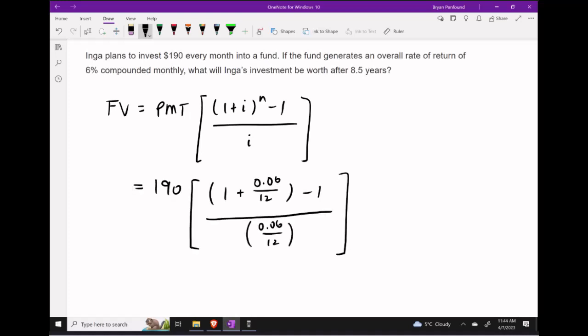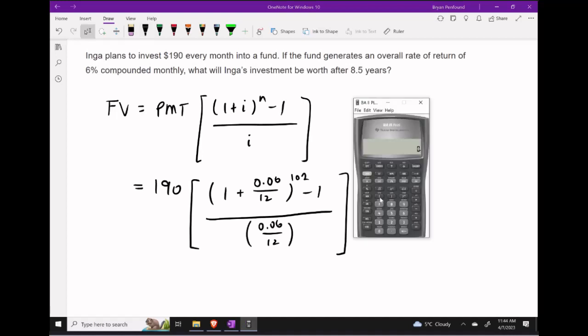So let's begin by inputting some of the values that we know into our formula. For example, we know our payment size is $190. We next go to I. I is 6% compounded monthly, so 0.06 over 12. The last thing we need is N. We know our frequency number here for the payments is monthly, so 12. And we're going to be going through an investment term of 8.5 years. So let's take 8.5, multiply by 12. That's going to give us the value of N to be 102.